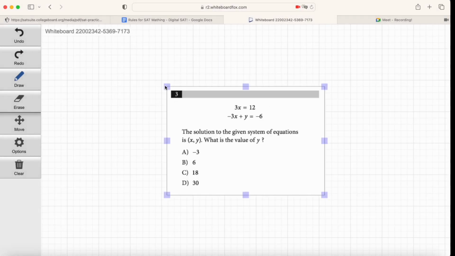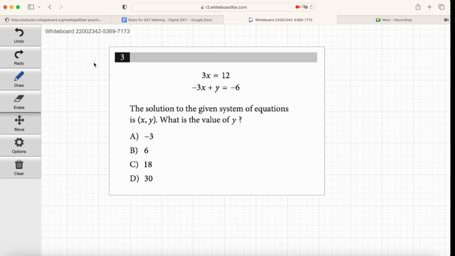All right. Go ahead and read question number 3 for us when you see that on your screen. 3x equals 12 and minus 3x plus y equals negative 6. The solution to the given system of equations is x and y. What is the value of y? Ooh, what are we solving for here, Tanner? The value of y. Yeah, we're solving for the value of y.